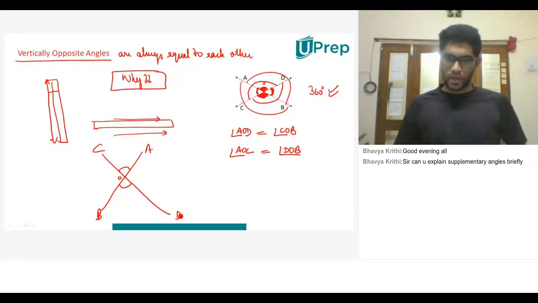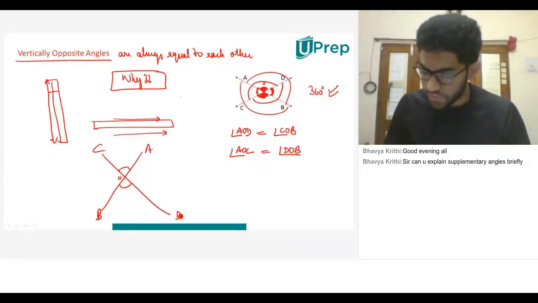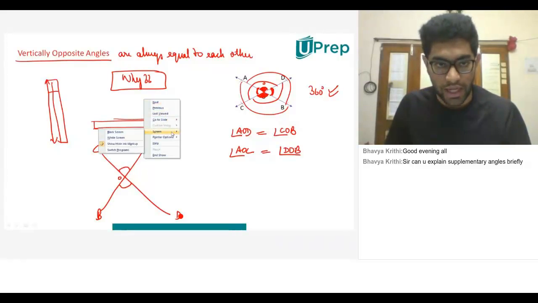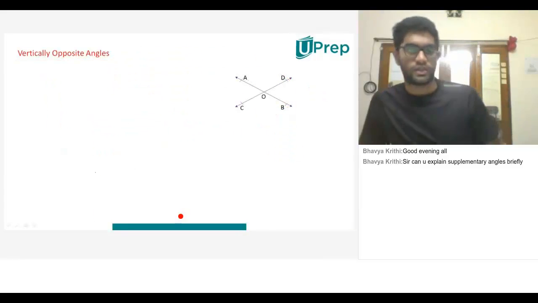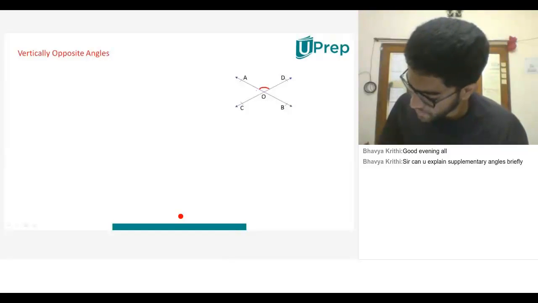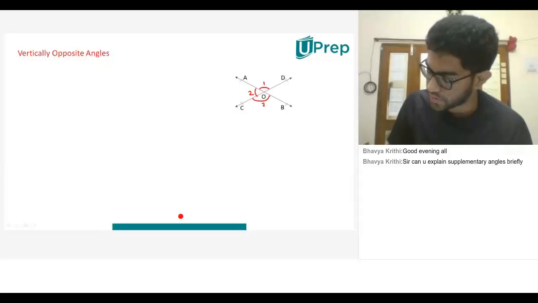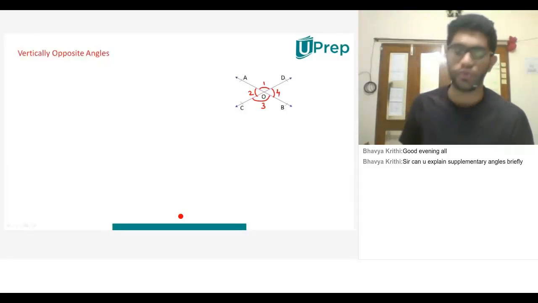But let's see if there is another way of proving that vertically opposite angles are equal. Or this diagram also. Okay, pay attention. I am calling this angle 1, this angle 2, this angle 3 and this angle 4.